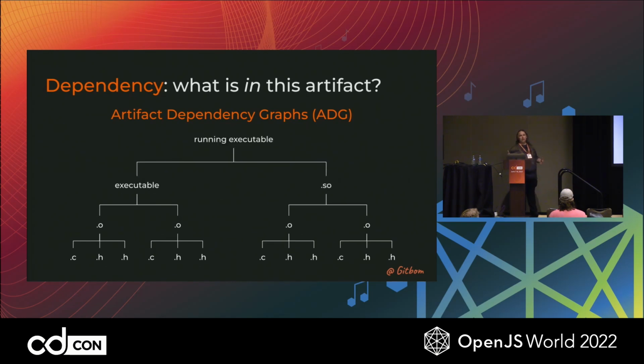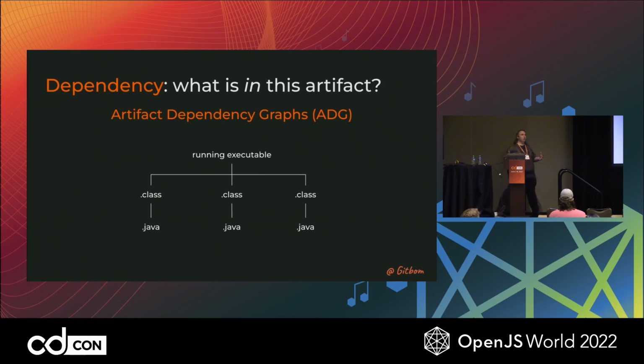So it turns out when you start thinking about this, you realize that it's not just for static things that live on just like the executable. You can also do this for running executables, where you can have your graph contain not only the executable and all the stuff that went into it, but any shared objects that you link dynamically at runtime and all the things that went into them.